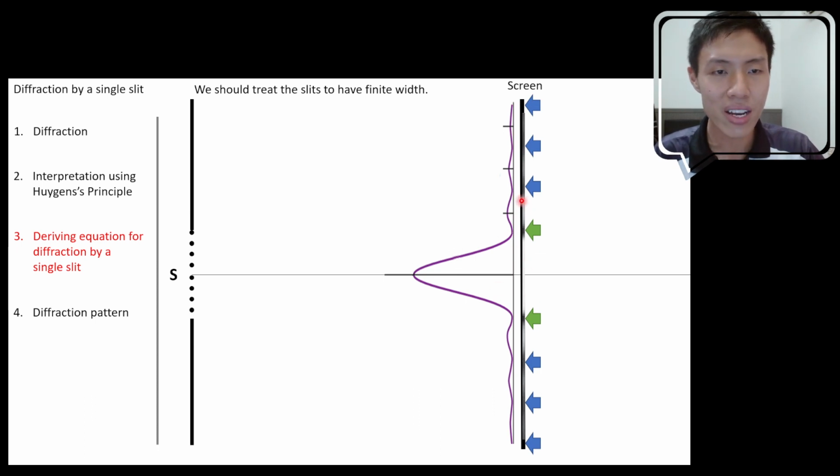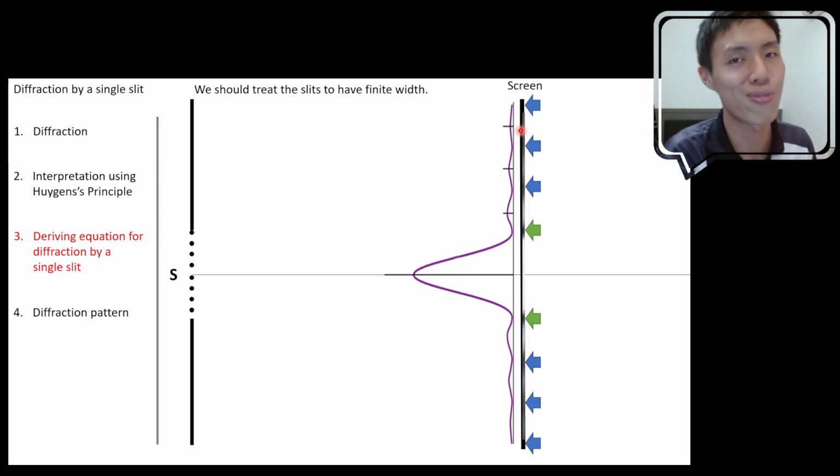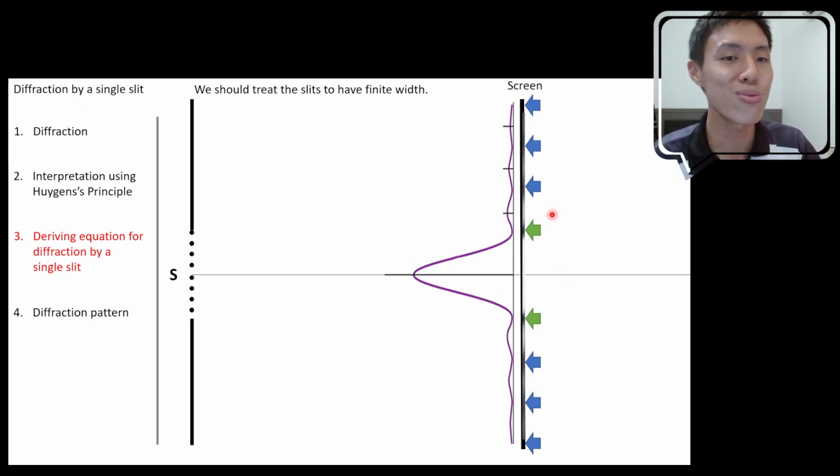The other bright spots that you see here are actually just not managed to be fully destructive. Okay, it's not because it's fully constructive, it's just that it is not being able to be fully destructive. That's why there's still some amount of color that you can see here.